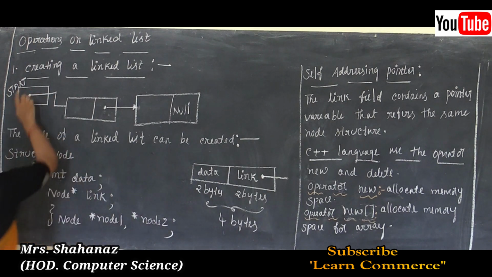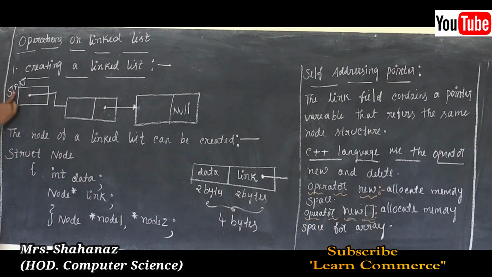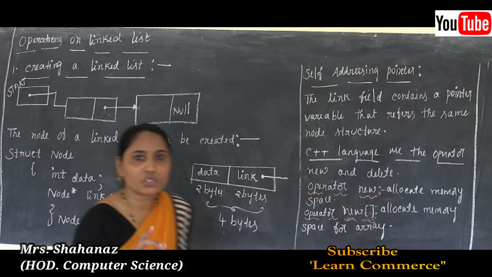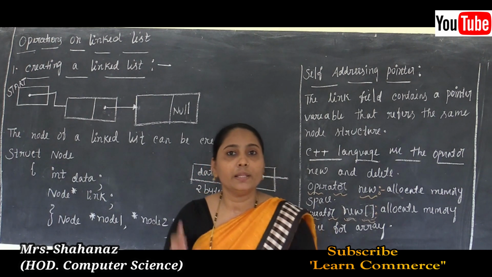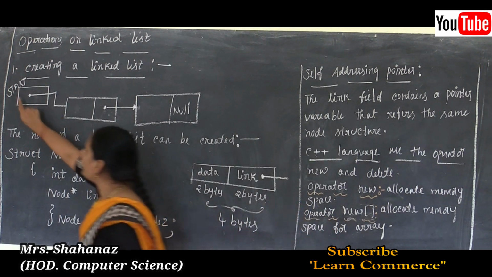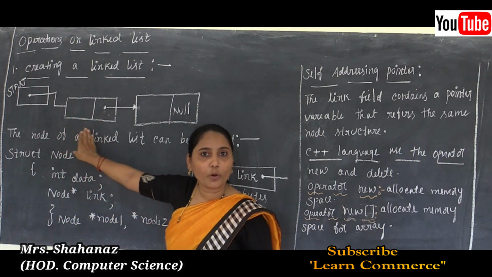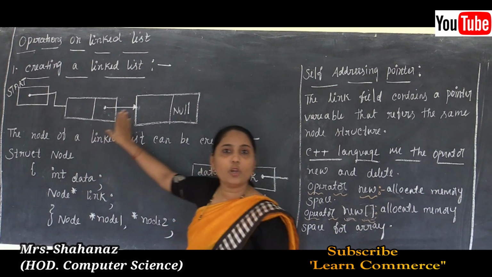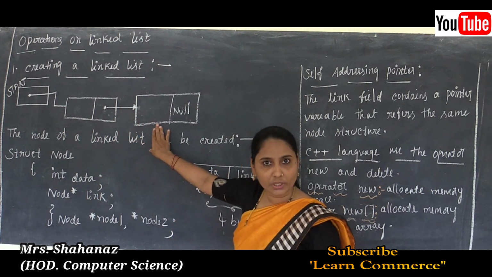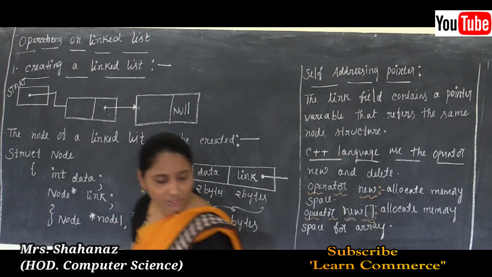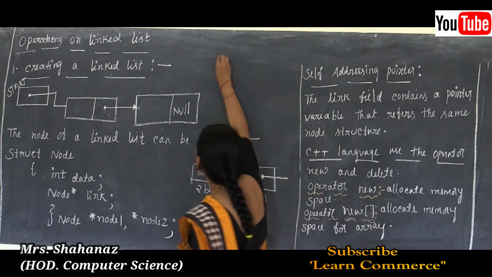And important here is the start pointer. In our linked list, one most important pointer variable is the start pointer. What is the meaning of the start pointer? The start pointer contains the location of the first node, and such a start pointer is also represented as the head.